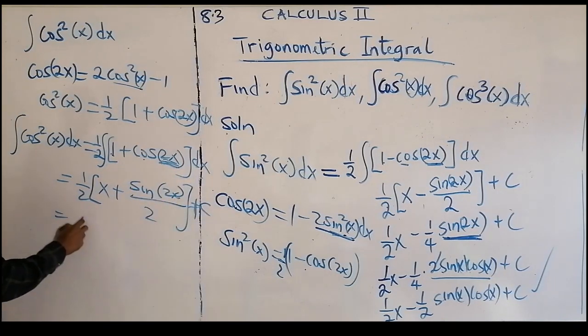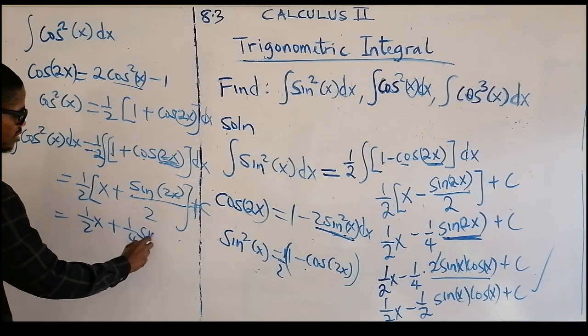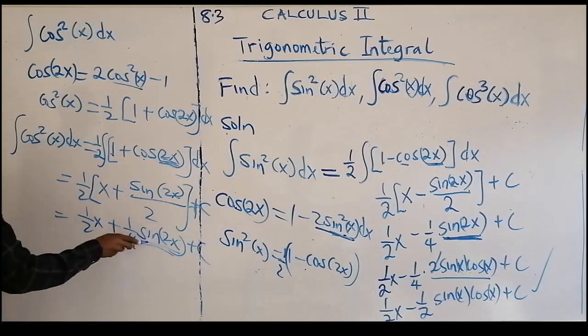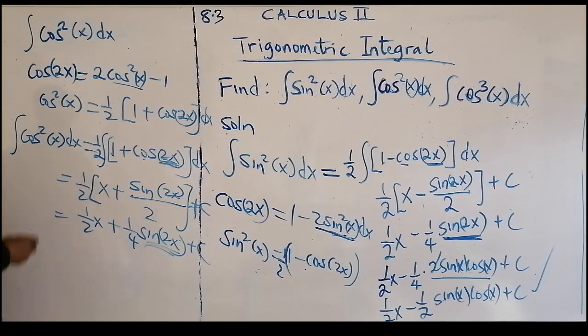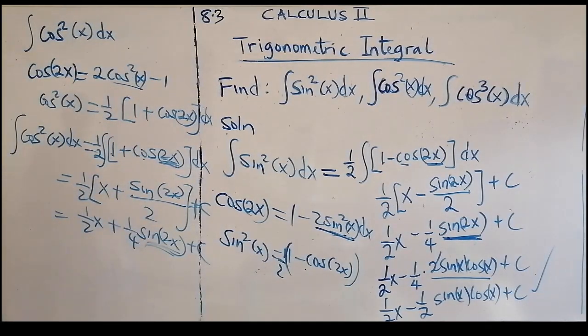Okay, so that's that in this case. If you like, you can open the brackets. That's 1 over 2 x plus 1 over 4 sine 2x plus c. You can also break this one down. Sine 2x is 2 sine x cos x. And do it as we did for the other one there. So if you do that, we're going to have that finished.